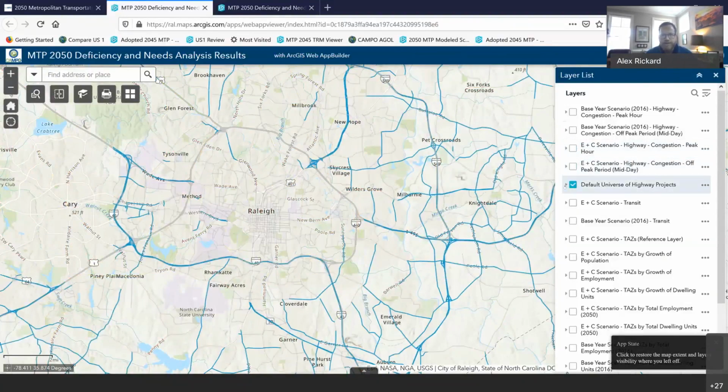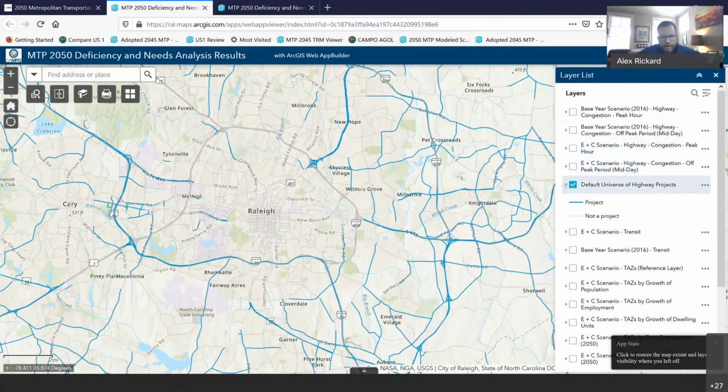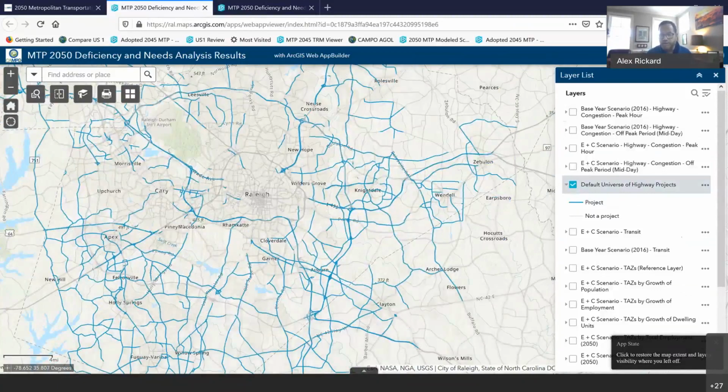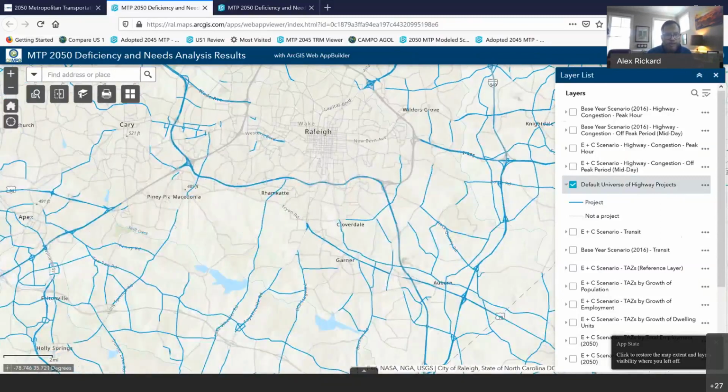The next one I want to show you is this default universe of highway projects. Now this is everything in blue that you're seeing is a potential project for the MTP. So this is the universe of all the different improvements that we know of, both in our model and in your local plans. Most of you or many of you have been involved in one-on-one meetings with CAMPO staff. We are trying to incorporate as many of those changes as possible into this network, and it's constantly being updated. But don't freak out if something you mentioned in one of our meetings isn't incorporated in here yet. We're getting to them.